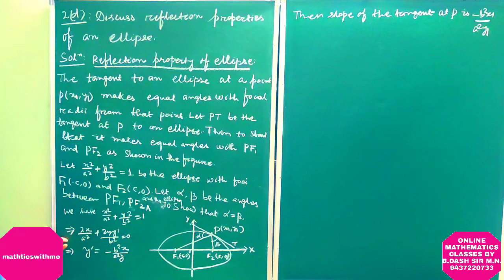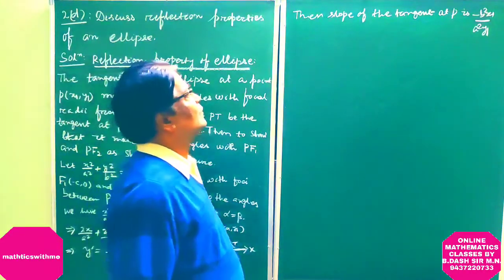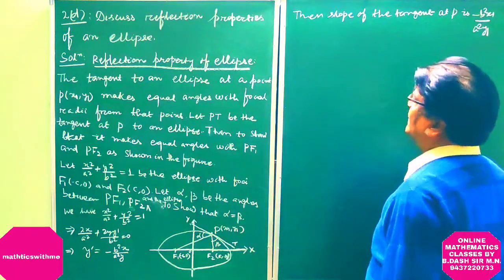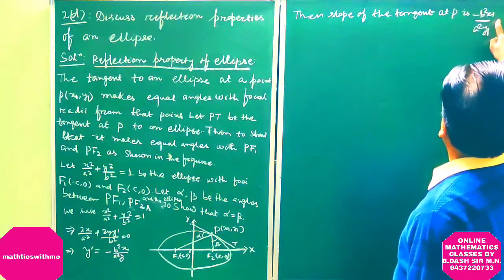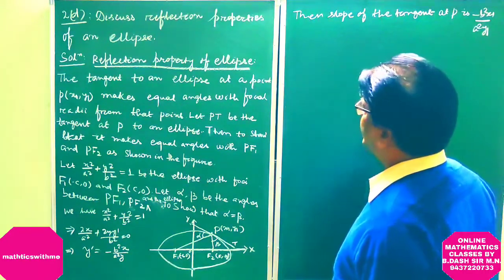This implies 2x/a² + 2y·y'/b² = 0, taking the derivative. So y' is equal to −b²x/(a²y). The slope of the tangent at P(x1, y1) is obviously −b²x1/(a²y1).